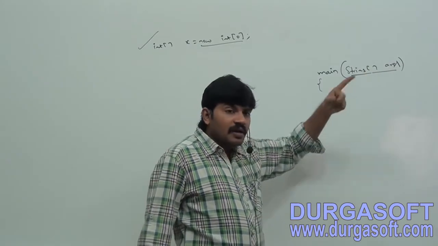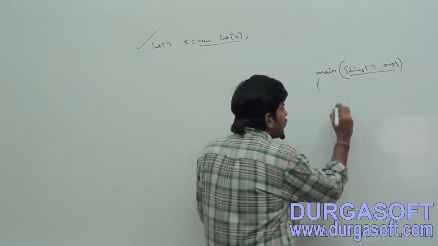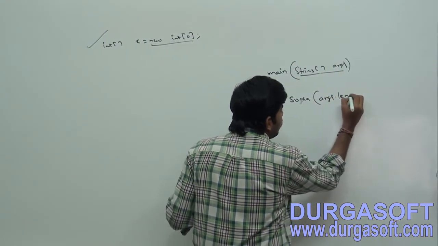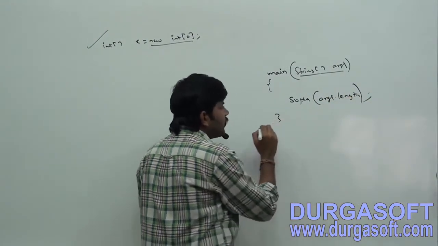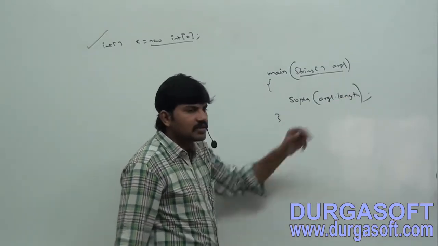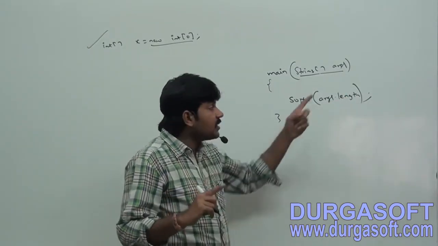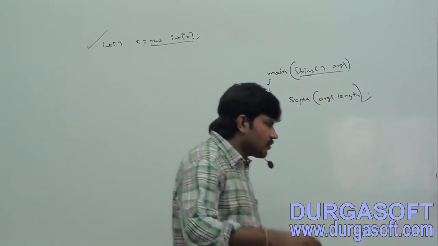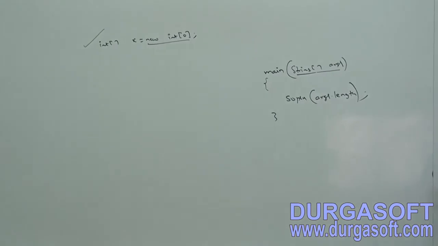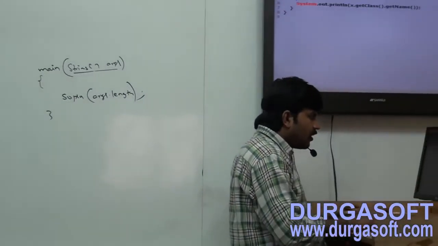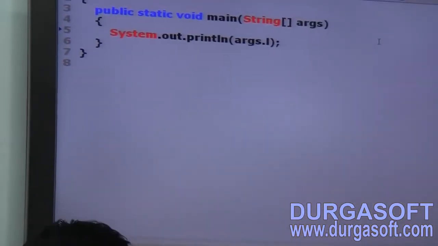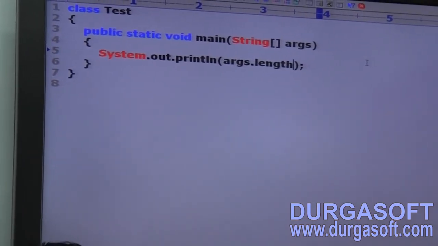If we are not passing any command line argument, what is the size of this array, args.length? If I am not passing a command line argument, the answer we get is 0. If I am passing command line arguments, we get the corresponding number. Just observe this one. Here I am taking System.out.println of args.length.